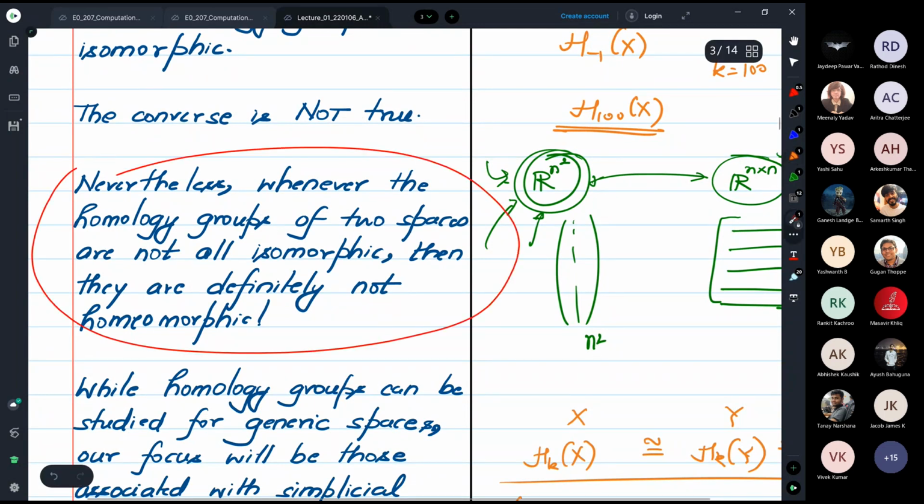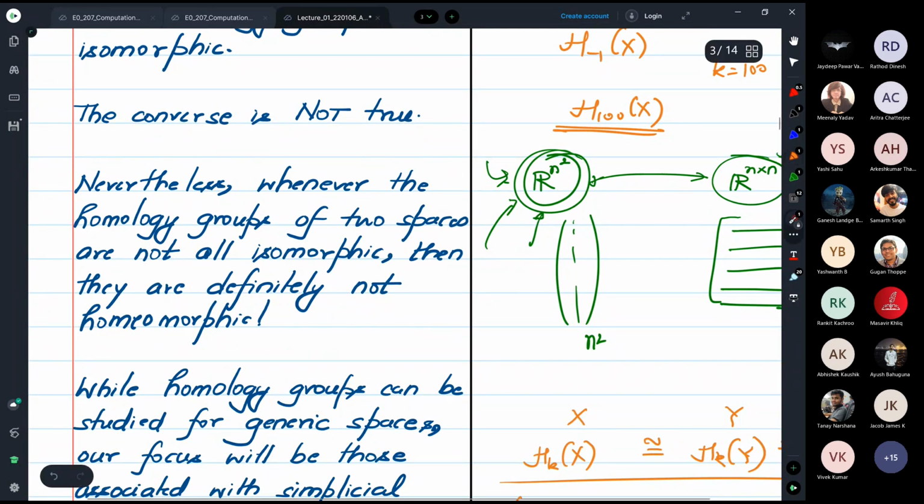The homology groups are useful in the following way. Suppose you manage to show that for the given two spaces x and y, some of the homology groups are not isomorphic, that their homology groups are not one and the same. One can then conclude that they definitely must not be homeomorphic.